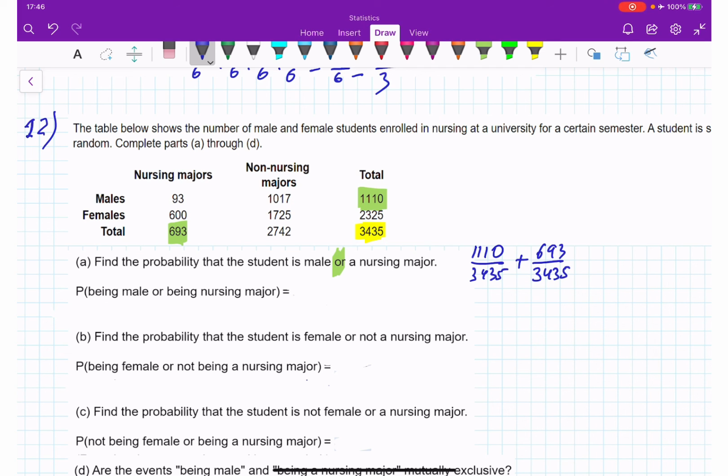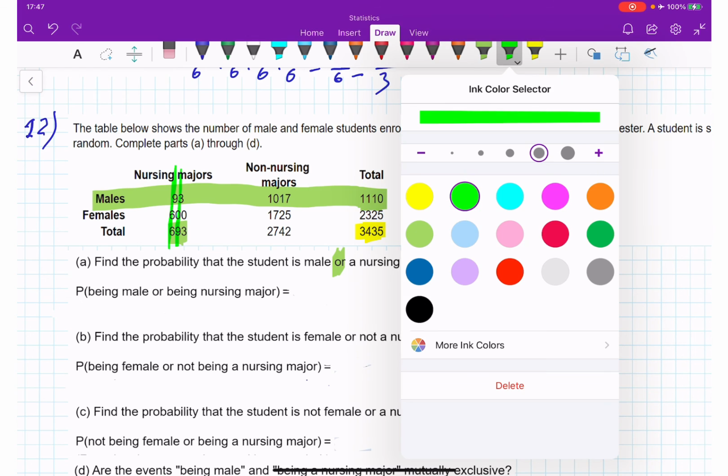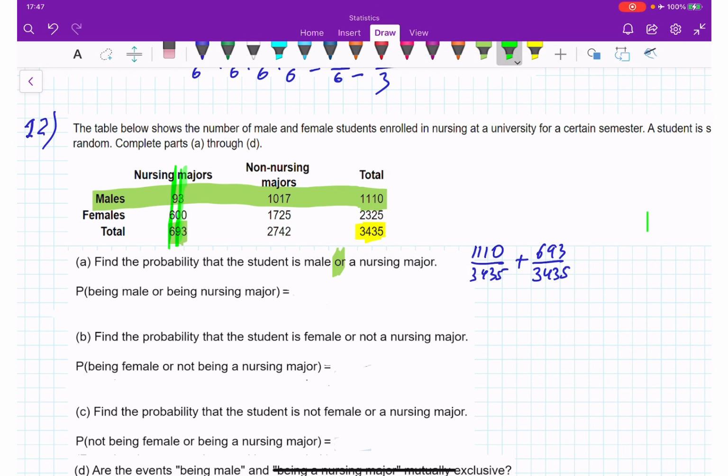Look, when it's asking for male, the student is male, here is male, right? So it's going horizontally. Then I have nursing major, it's coming vertically. That's where it's repeating each other, 93, see? 93 people are nursing major and male, so 93 people repeat in this one and repeat in this one. Therefore, we need to do minus 93. It's similar to the previous problem when I said it's repeating. 3,435. If you solve it, you get 0.498.